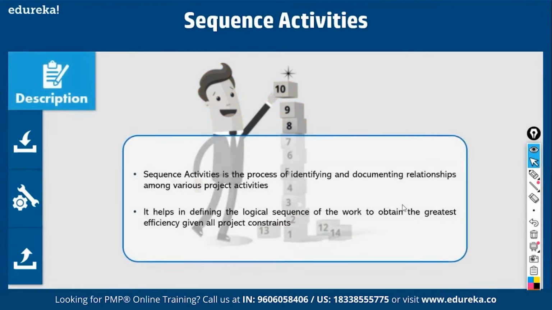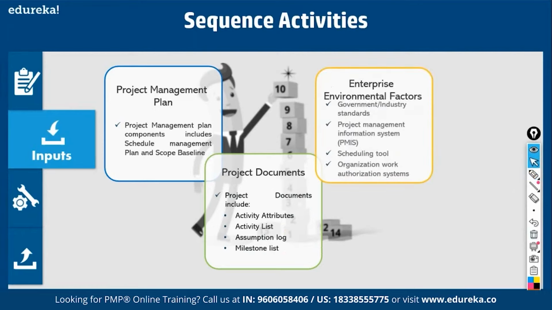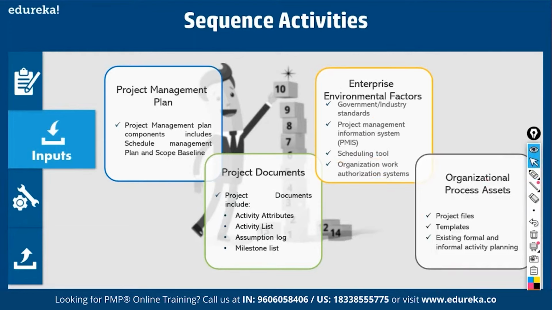So this is a process of identifying and documenting relationships among various project activities. The project management plan tells you how to decompose the scope baseline into activities and how to sequence them. So what are the project documents you require? You require a list of activities to be sequenced, their activity attributes, and the assumptions and milestones. Then enterprise factors, any PMIS. What is a PMIS? Any scheduling tool or sequencing tool that you use, right? Any work authorization system, right? If there are any government standards, you have to adopt them. Then organizational processes, project files, templates, etc.